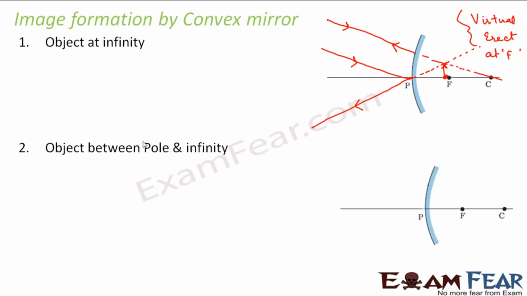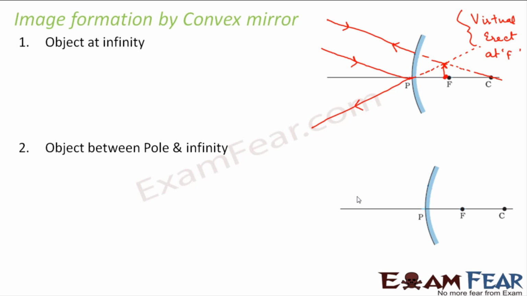Now let us look at the scenario where the object is placed anywhere between pole and infinity. In case of a convex mirror, we do not discuss different positions, because since it is a diverging mirror, we do not get very distinct images at each point. Here we only discuss two things: the object at infinity, and the object anywhere between pole and infinity, because for any point between pole and infinity, the nature of the image remains almost the same.